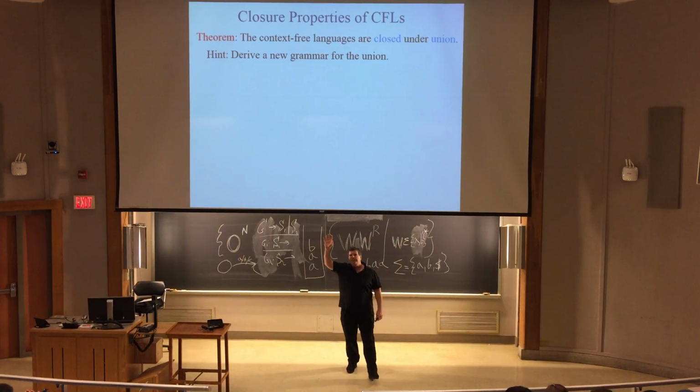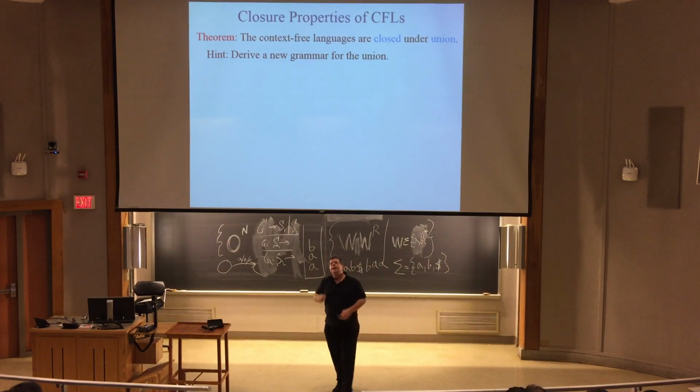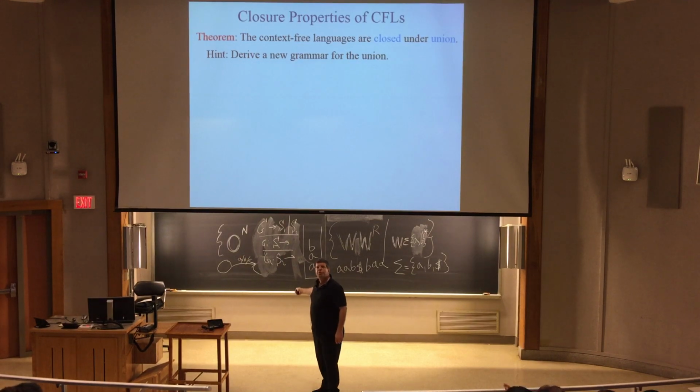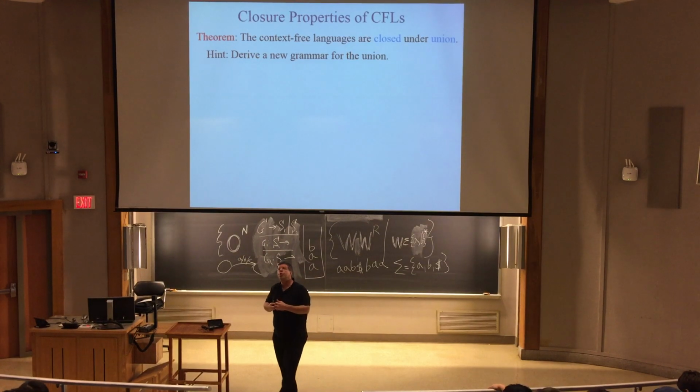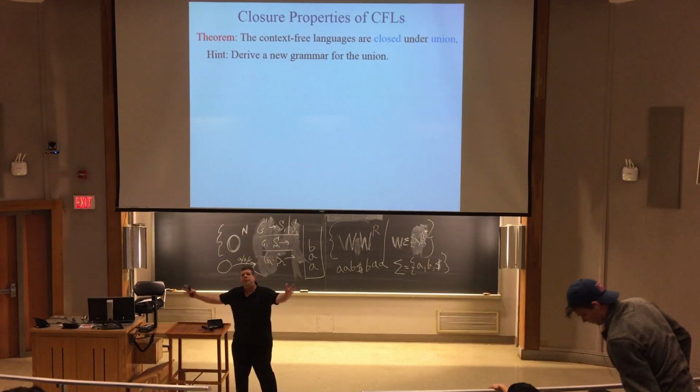How many get this? Good. That's a lot of you. Just make sure that the variable names of these two grammars don't clash. They don't duplicate each other. And you can always rename the variables so you can do that.